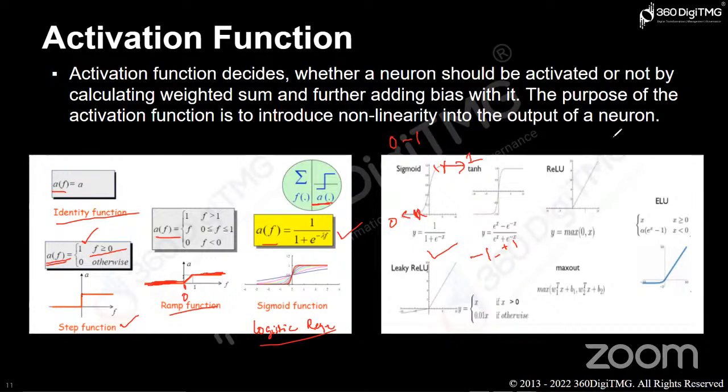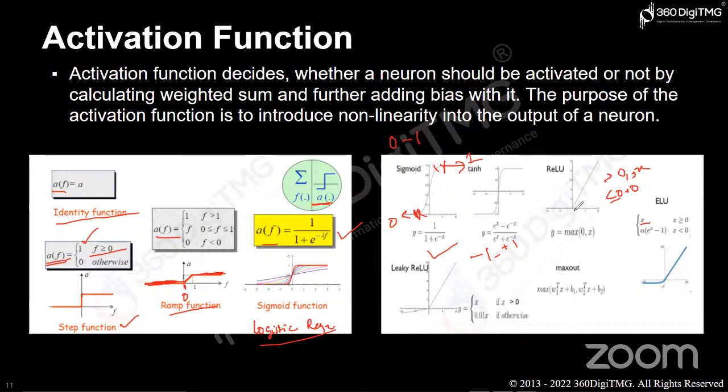Then we have relu. If the input is greater than 0, we have the value x. If it is less than or equal to 0, we have the value 0. Then we have elu. We have the value x if x is greater than or equal to 0, or the value alpha e to the power x minus 1 if less than 0.